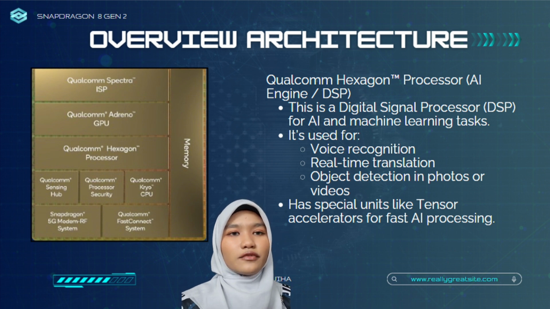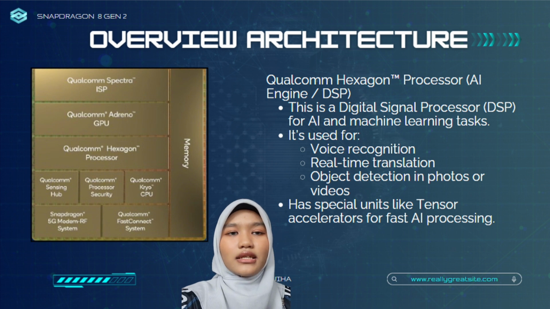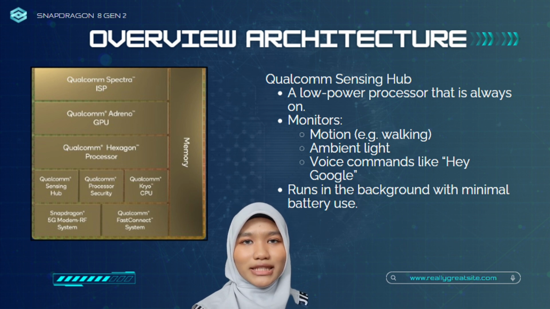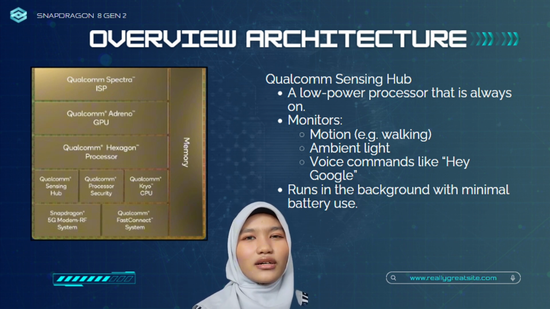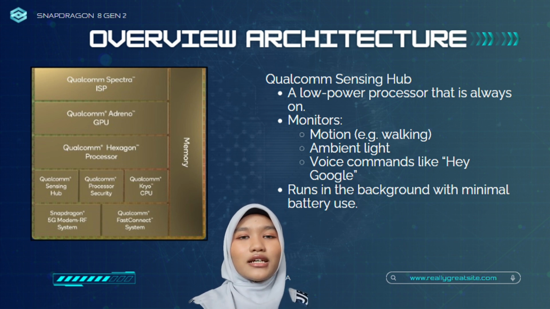It handles artificial intelligence tasks such as voice recognition, object detection, and language translation. This processor includes different types of accelerators such as Scalar, Vector, and Tensor, which make AI functions faster and more power efficient. Next is the Sensing Hub. The Sensing Hub is a small low power unit that runs in the background. It handles wake-up words like Hello Google and other always-on features. The best part is it does all of this using very little battery, helping your phone stay responsive all day long.